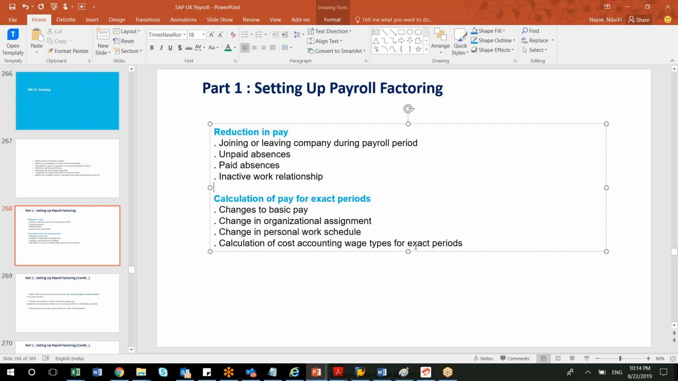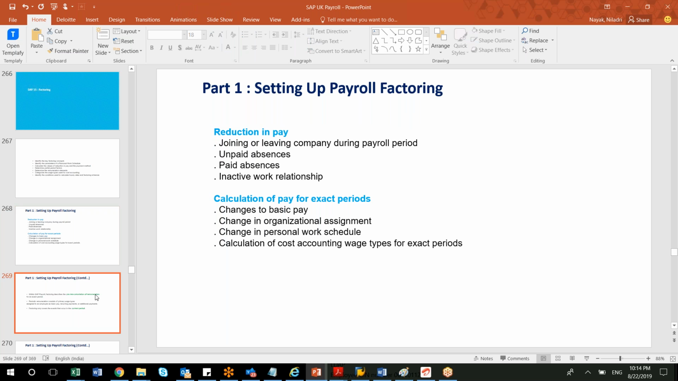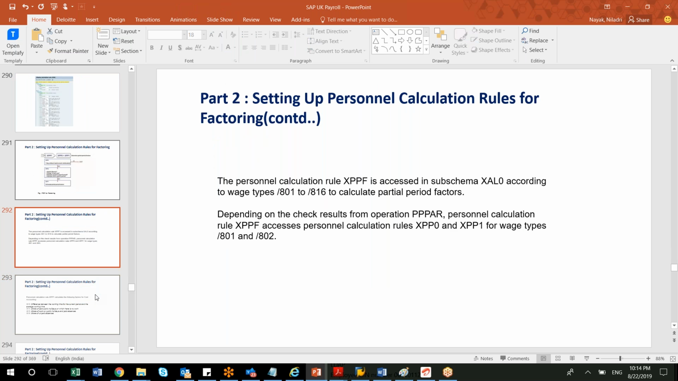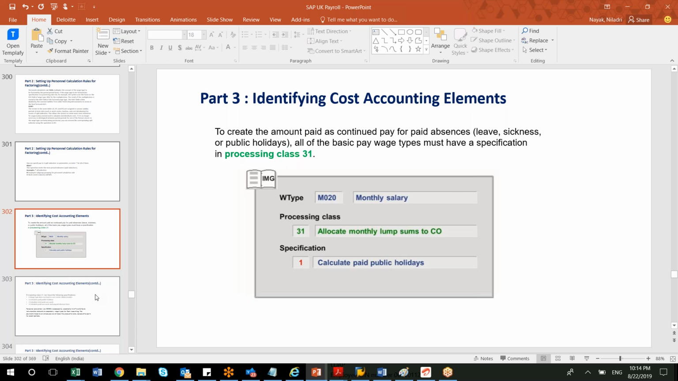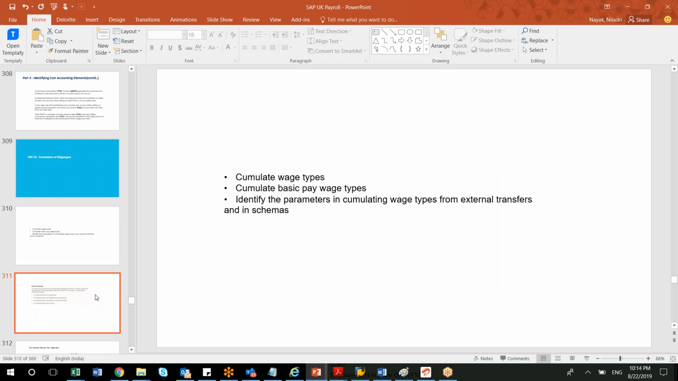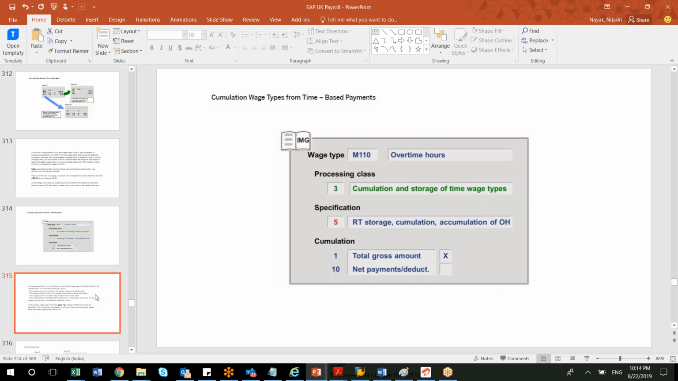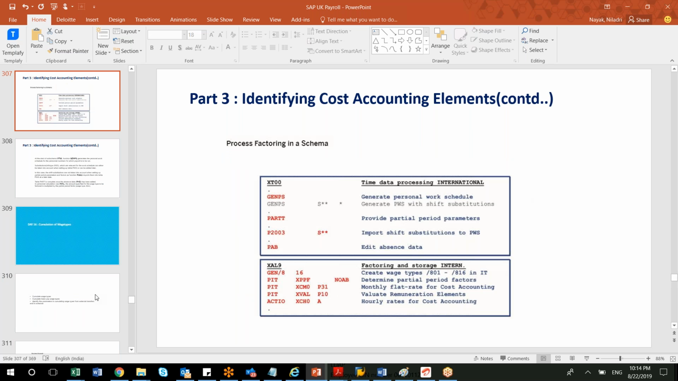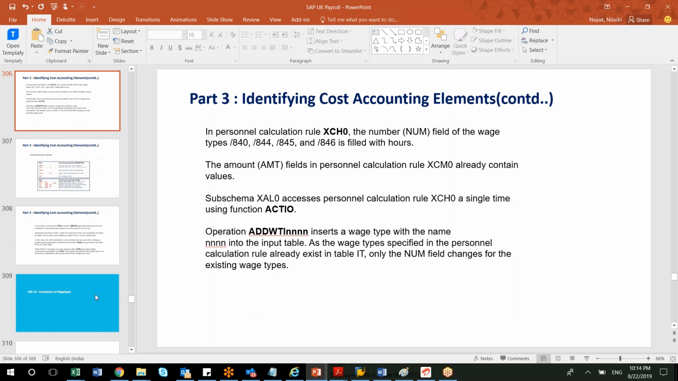This I will actually be covering in part 3. I was expecting that question, so I have kept a part in part 3 that I will cover today. There is a calculation, and there is an altogether different schema, which I will explain. Other than that, if you have any question, I will be happy to help you. Whenever I discuss the rule XCH0 in part 3, I will explain the concept of identifying cost accounting.